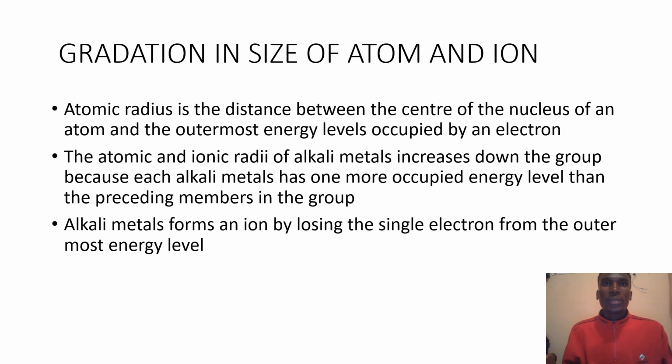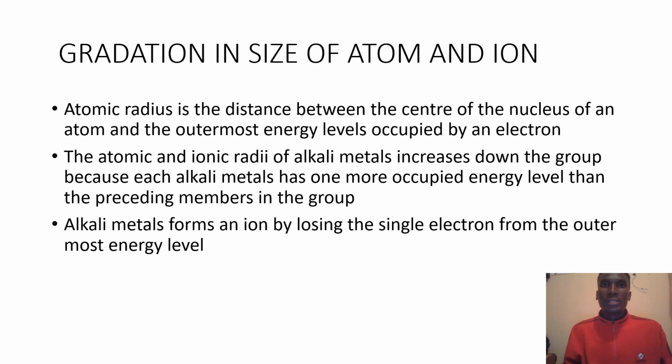The atomic radii and ionic radii of alkali metals increase down the group. This is because each alkali metal has one more occupied energy level than the preceding member in the group. Lithium has 2 energy levels, sodium has 3, while potassium has 4. Therefore, in the periodic table, lithium is number 3, sodium is number 11, while potassium is number 19.